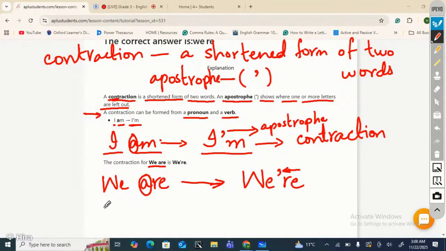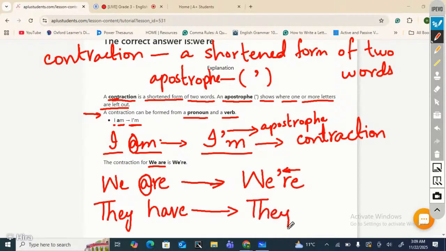Just like this, if I take one more example, they, if the pronoun is they and the verb is have, if these two are the words and you want to make a contraction of these two words, what would that be? They have. The contraction of they have is they've.